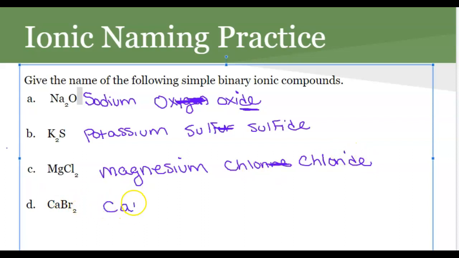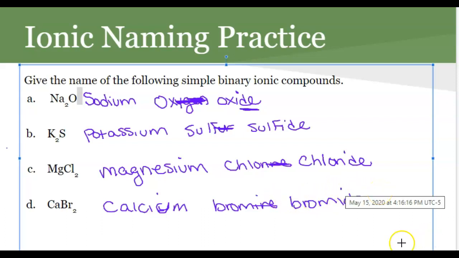And then in the last one, we have calcium. Oop, that's a bad U. And then bromine turns into bromide. So your final compound would be calcium bromide.